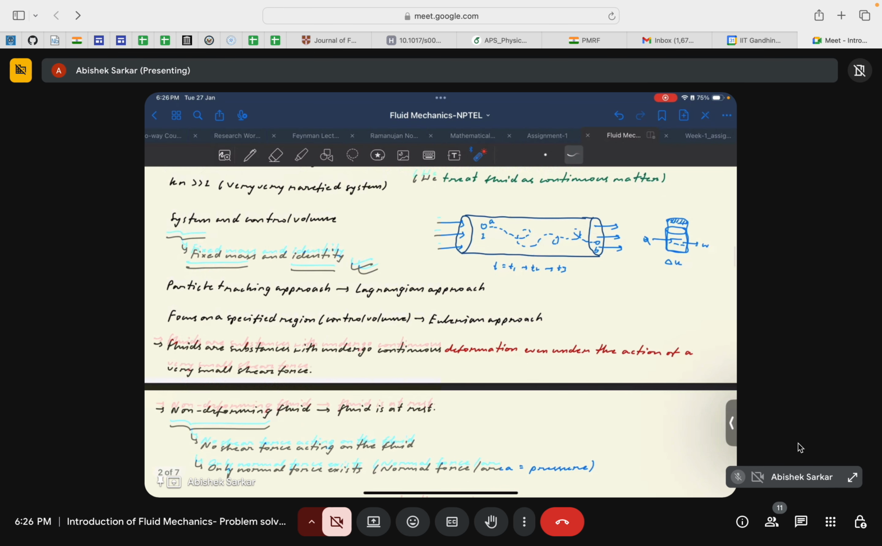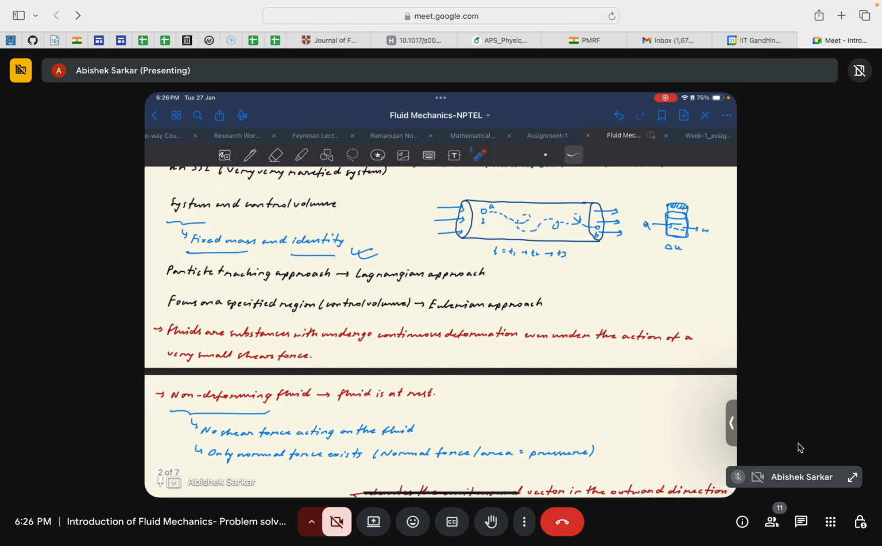So to tackle that, there is another approach that has been devised to analyze these kinds of systems, where there is a continuous flow of fluid through the system. That's a very important term: a continuous flow of fluid through the system. In those kinds of scenarios, we define a control volume approach.